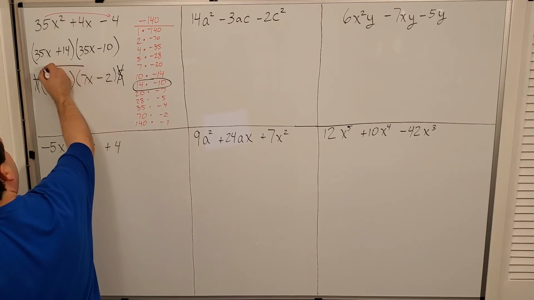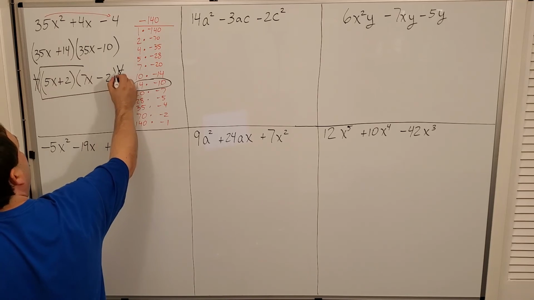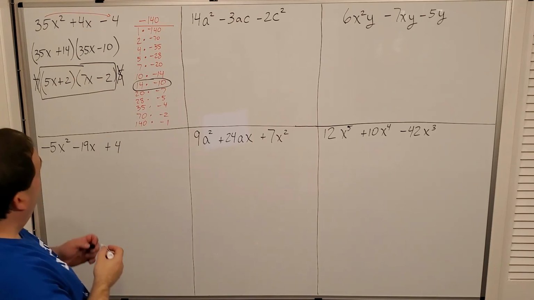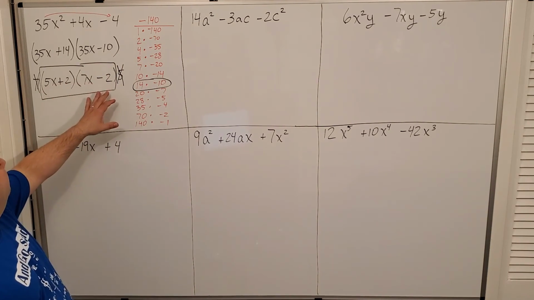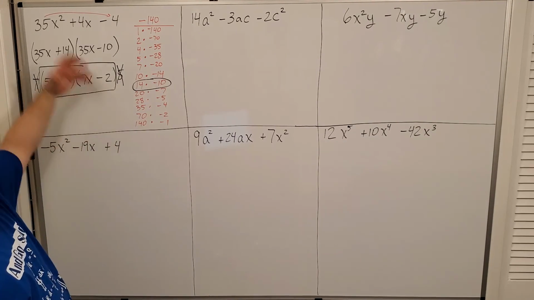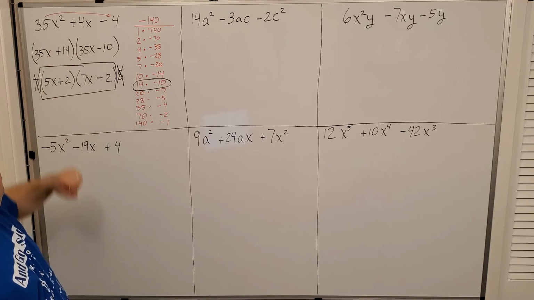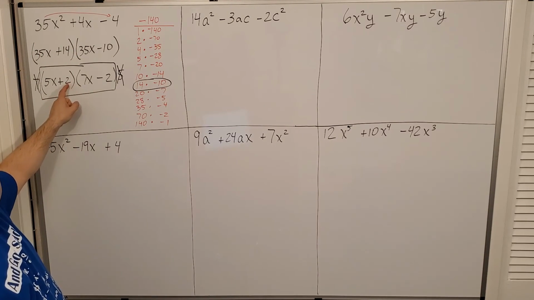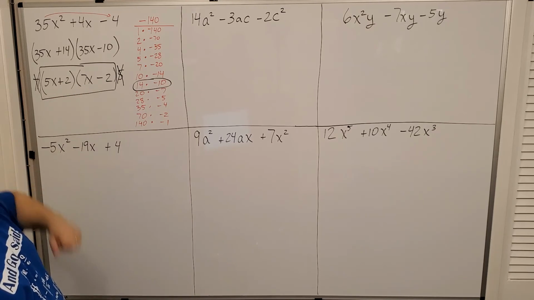So my final answer is 5x plus 2 times 7x minus 2, right? Remultiply it out, you'll see that you'll get the original polynomial, right? Got my 35x squared, got my minus 4, and then 14x minus 10x in there.